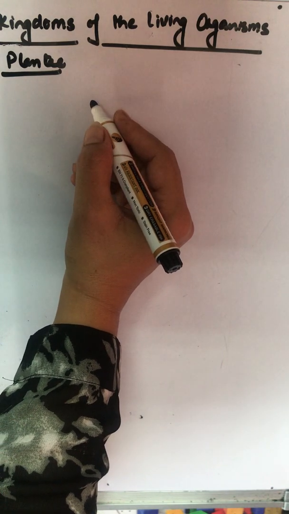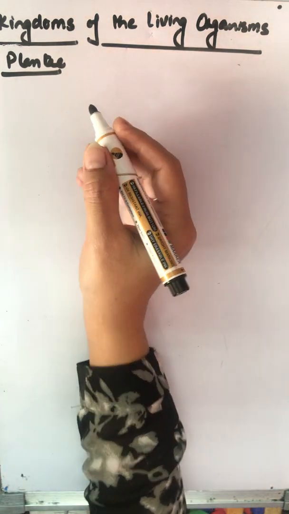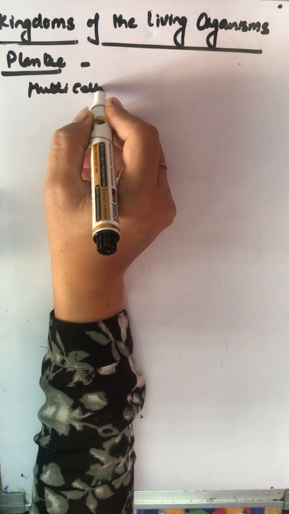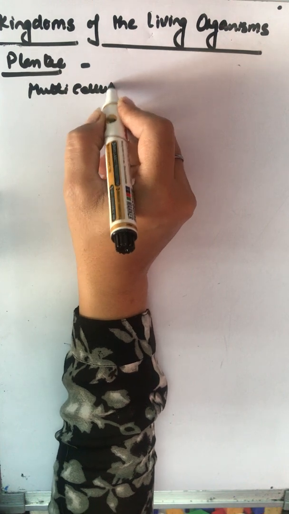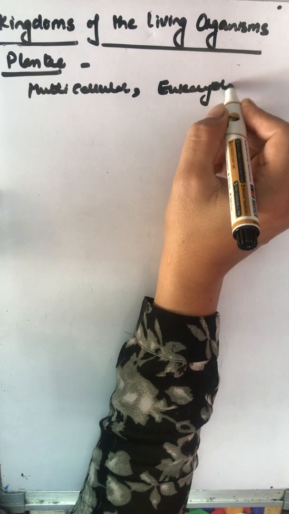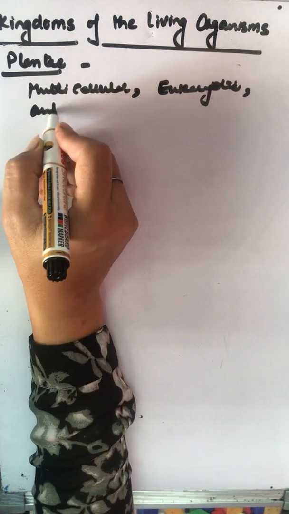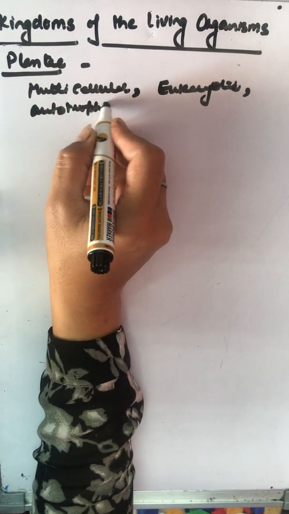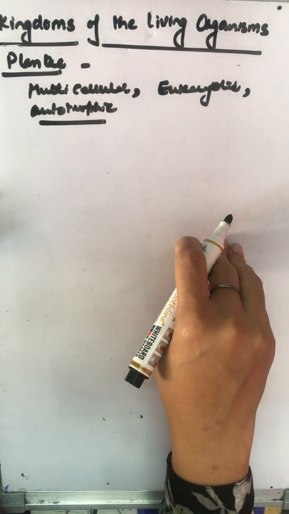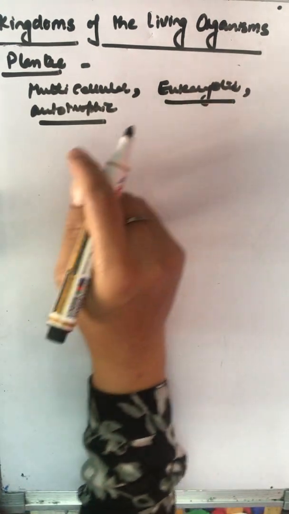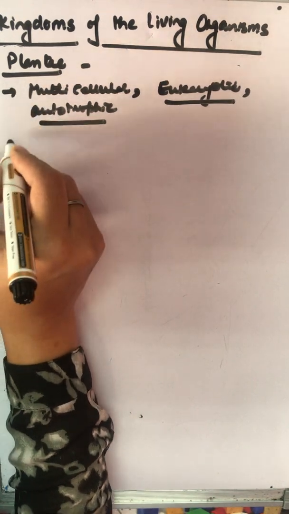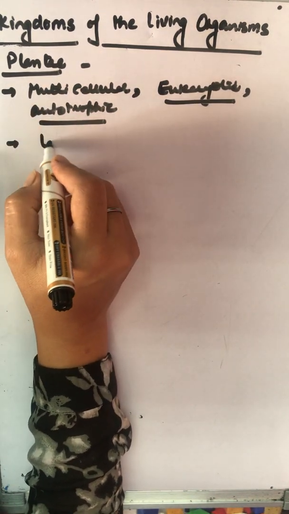Continuing with Plantae. Plantae are multicellular, as we all know, eukaryotic, autotrophic. Why autotrophic? Because they can synthesize their own food. And what do they need? They need chlorophyll, they need the sun's energy, right? Photosynthesis process.